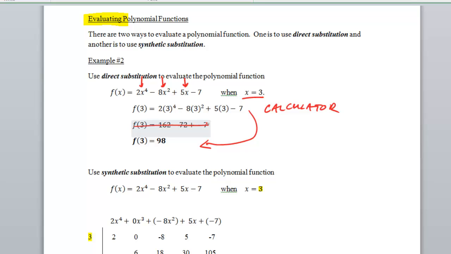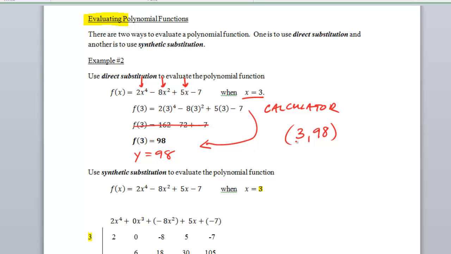Now, what we've basically done with this direct substitution is we've said that when x is 3, our output value, f of 3, equals 98. And if you recall, f of x is the same thing as y. So we have basically created the point (3, 98). Now, obviously that's a long way up the y-axis, but it is a point on this particular function. And so anytime you evaluate for x, you're receiving an output value that gives you a point on the graph. So keep that in mind.